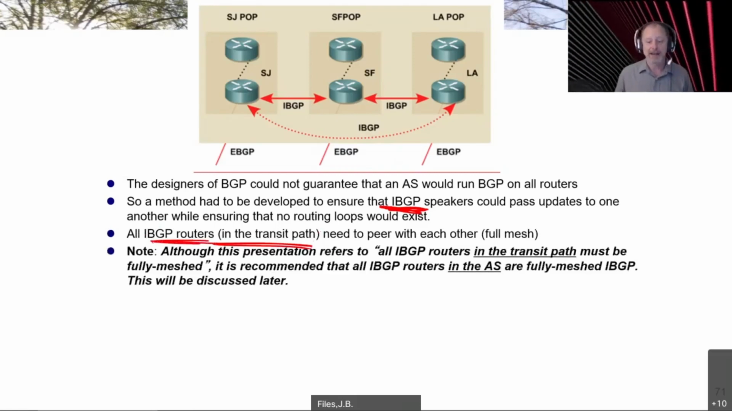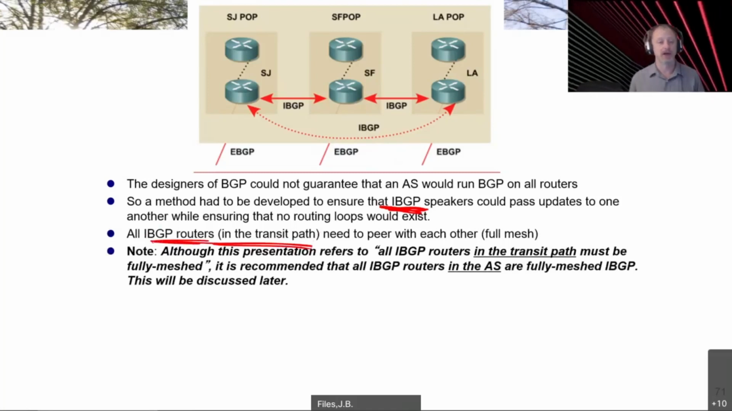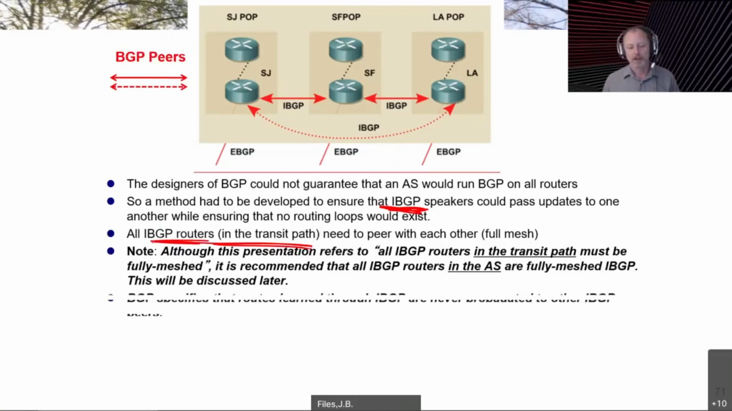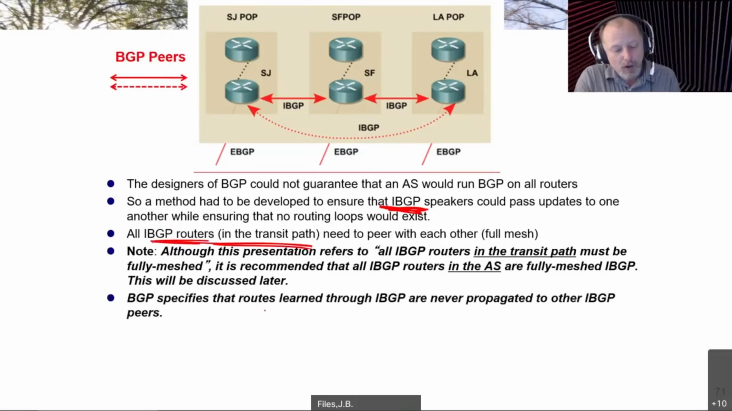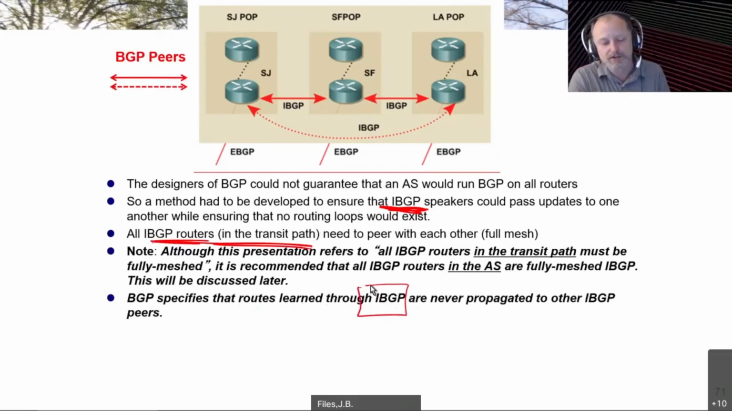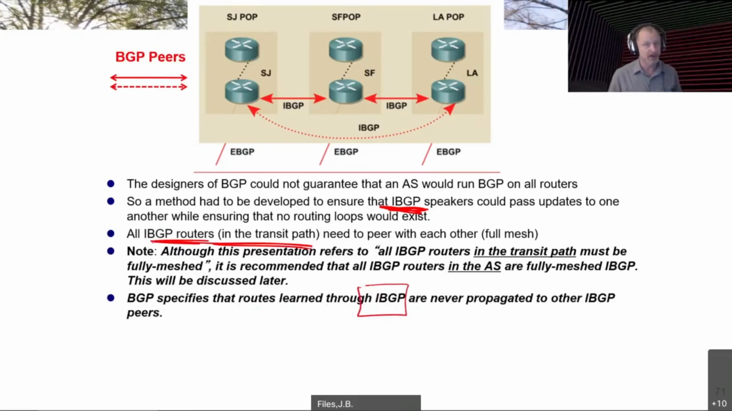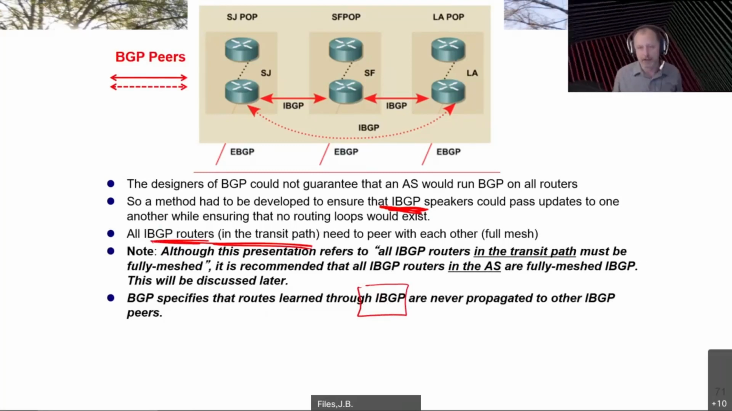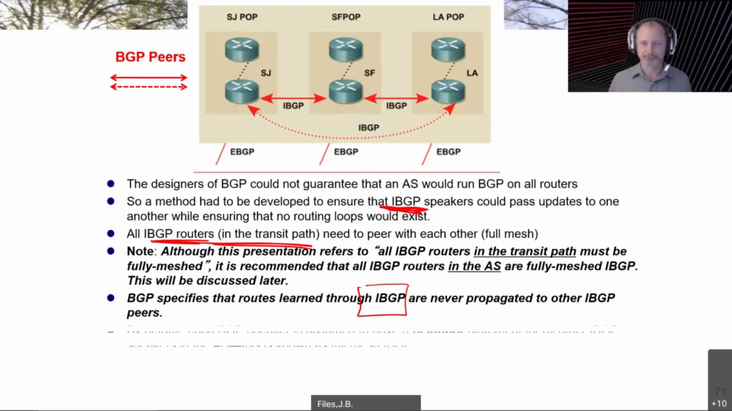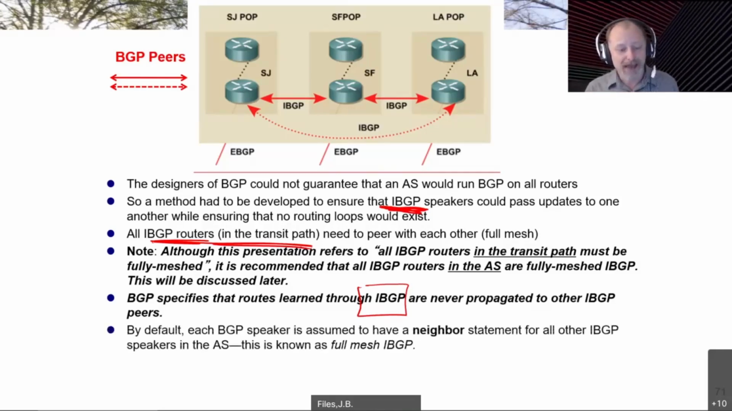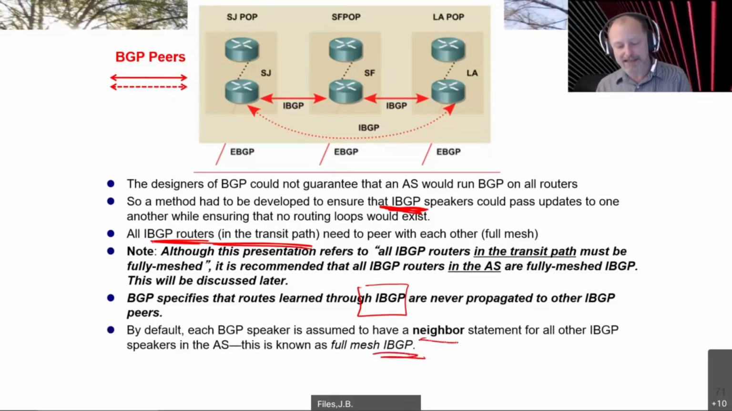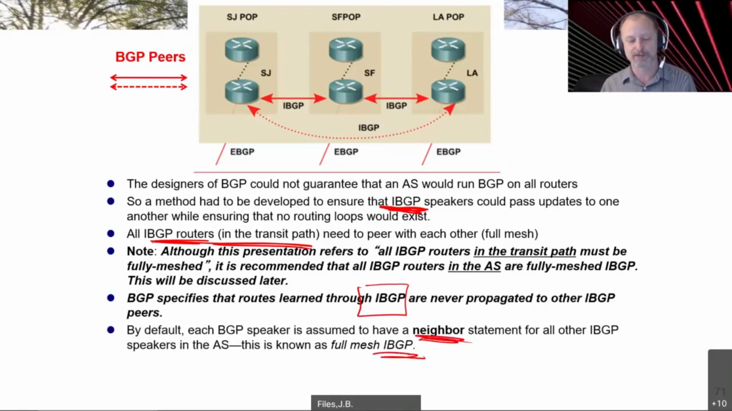And then there's another step which I'll tell you in just a second. Routes that are learned via iBGP are never passed via iBGP to another neighbor. I know what you're saying, that makes absolutely no sense. It will. That means each iBGP neighbor has a neighbor statement for all of the others.